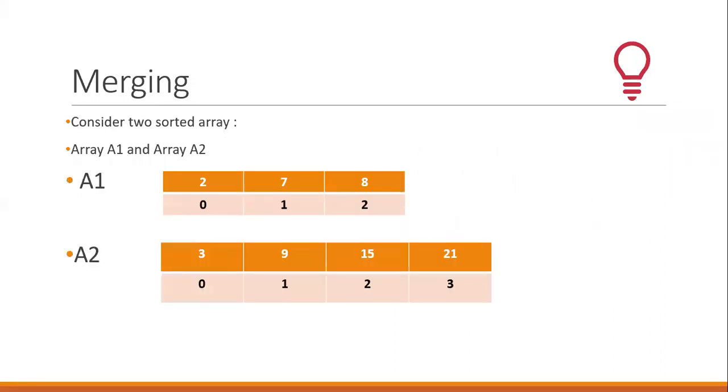Now there are two arrays. Array 1 has elements 2, 7, 8. Array 2 has elements 3, 9, 15, 21. Now if you just copy the first array and then copy the second array, then the third array will become 2, 7, 8, 3, 9, 15, 21, which is not sorted.